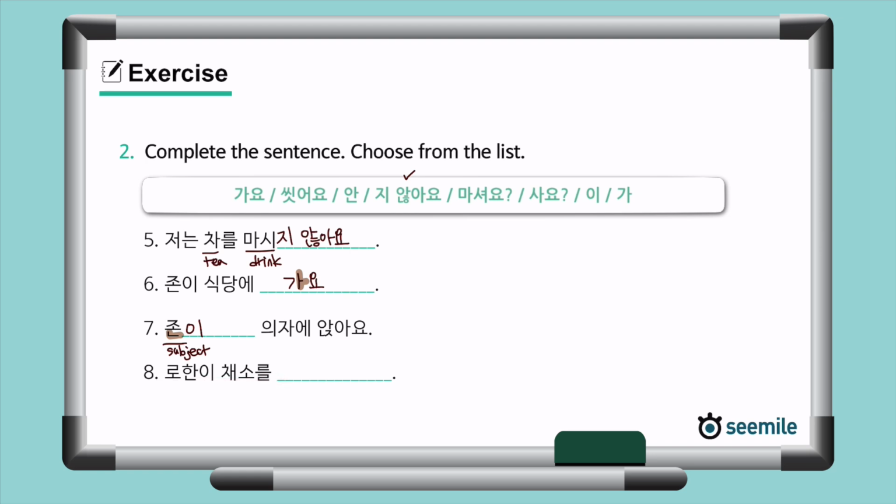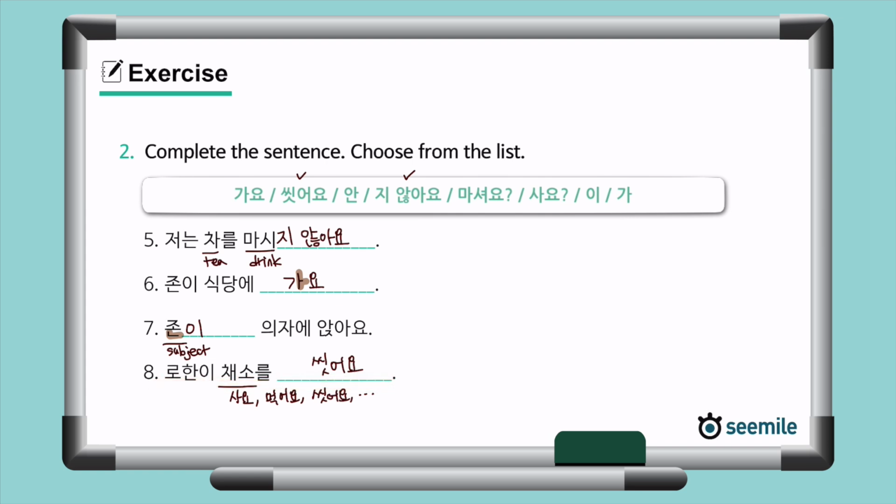Number 8. 로한이 채소를. What do we do with vegetables? We can buy them, 사요, eat them, 먹어요, or wash them, 씻어요. But now we only have one option left, so let's fill this blank with the word 씻어요. Repeat after me. 로한이 채소를 씻어요.